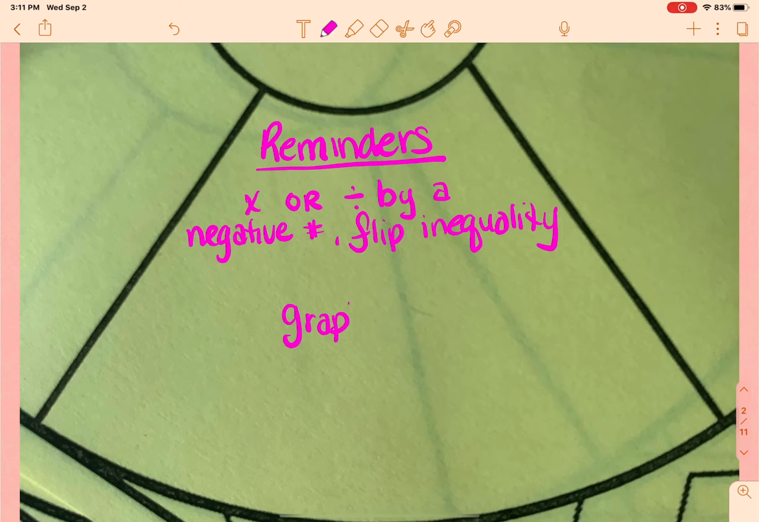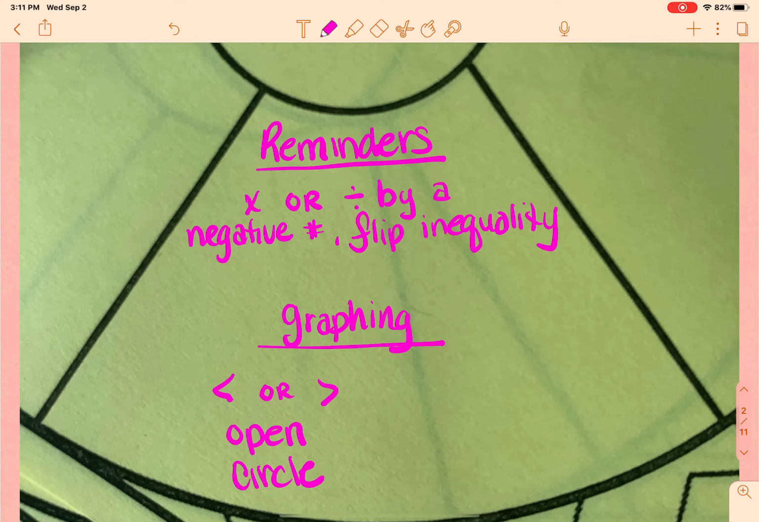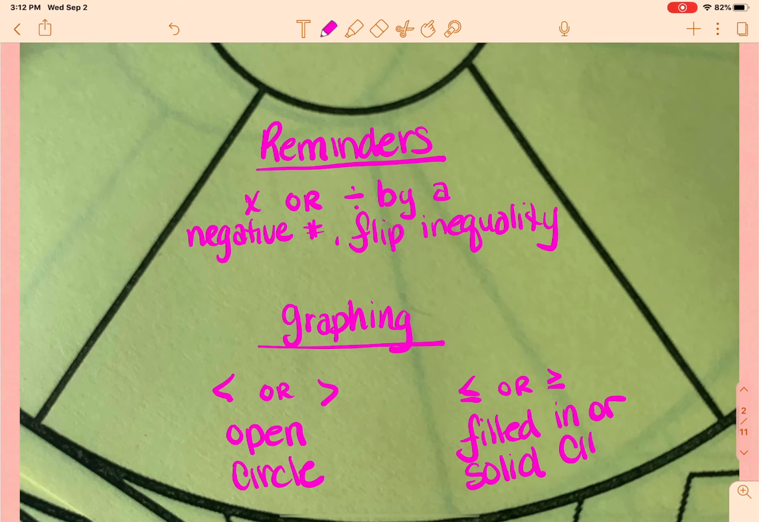Also, if I were going to graph any of these, when we talk about inequalities, if I have a less than or greater than and I'm graphing it, that means I'm going to have an open circle. And if it has an equal to with it, so less than or equal to or greater than or equal to, then I'm going to have a filled in or a solid circle. Now, those are just some reminders of things that we've done before, and maybe we just haven't done them in a while. I just want to make sure they're back in your memory to kind of help yourself out.